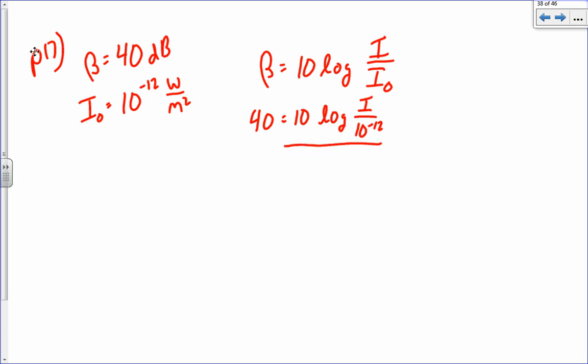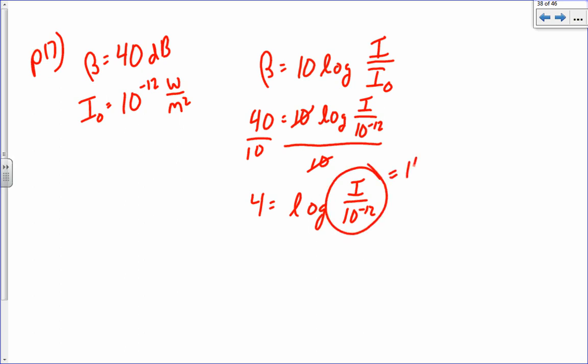I divide both sides by 10. Gets rid of that 10, so I get 4 equals log of I over 10 to the minus 12. All right, so I know that this has to equal 10 to the 4th because the log of that number is 4. So I can say 10 to the 4th equals I over 10 to the minus 12. I multiply 10 to the 4th times 10 to the minus 12, I get I as 10 to the minus 8 watts per square meter.